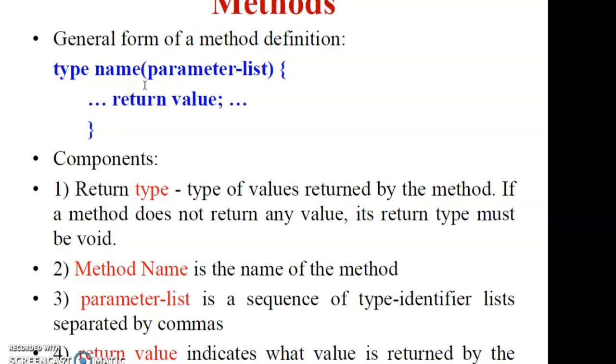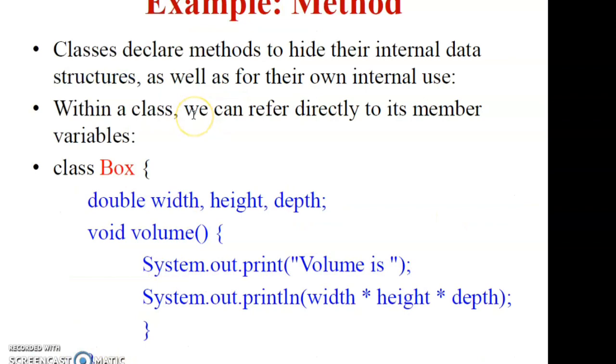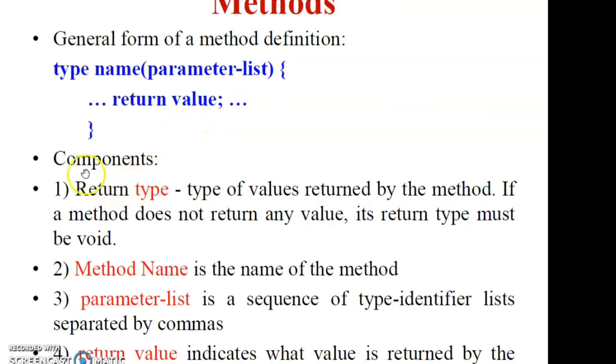A function contains a function name, a return type, a parameter list, and the body of the function. So the major components of methods are the return type, method name or function name, parameter list, return value, and body of the program. We will discuss this with a simple program.